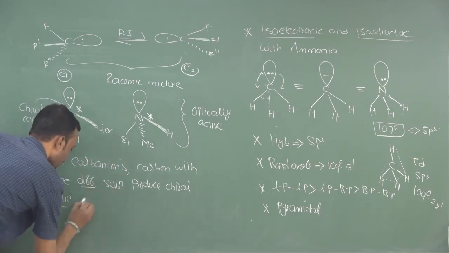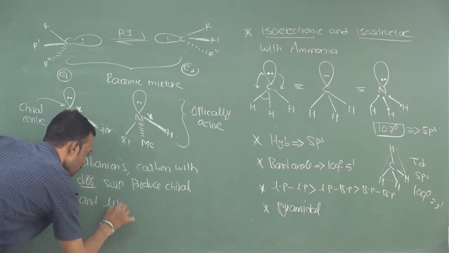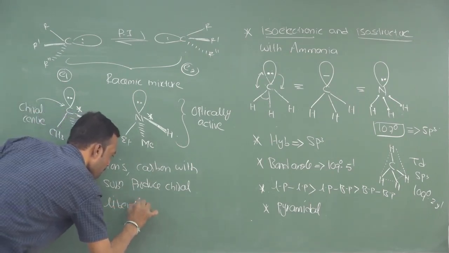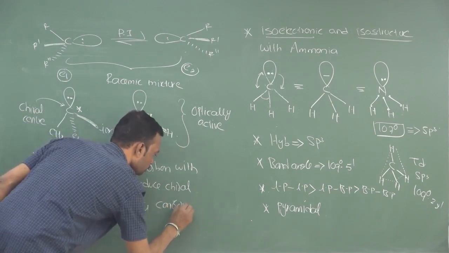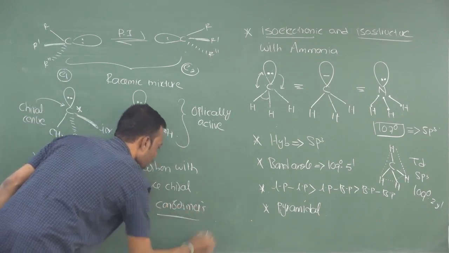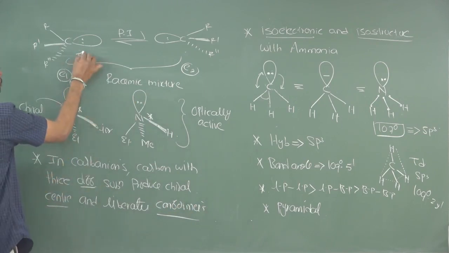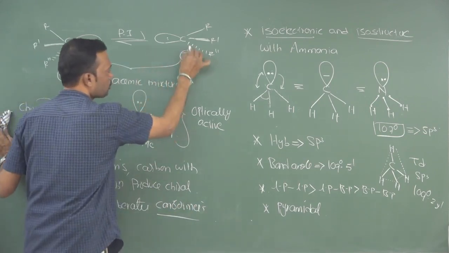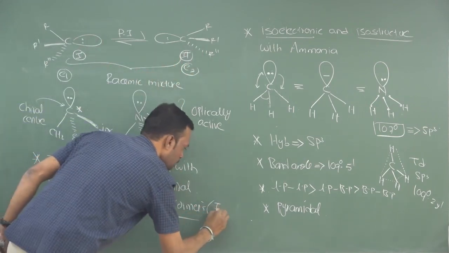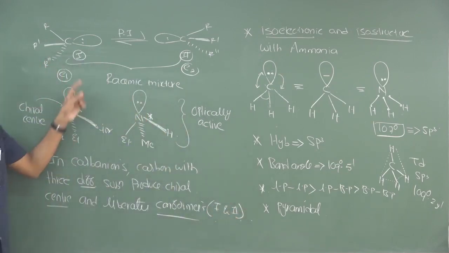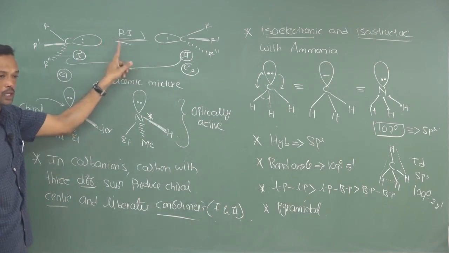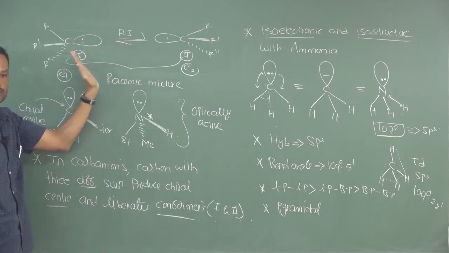And it liberates conformers. So you say this is 1 and this is 2. These 2 are conformers, remember. It liberates conformers 1 and 2. Interconvertible isomers at equilibrium are known as conformers.